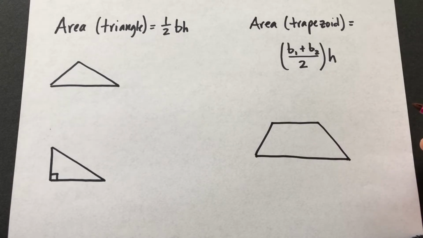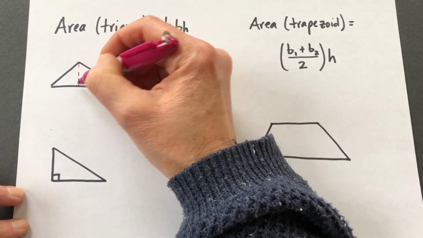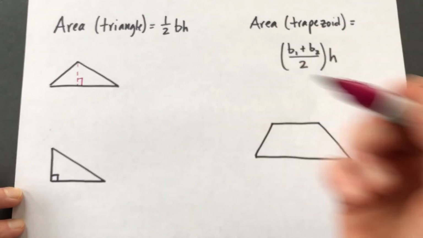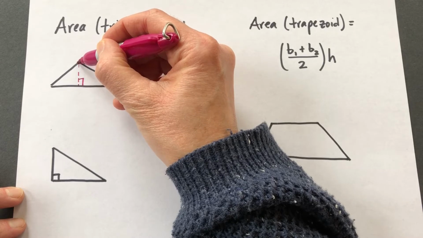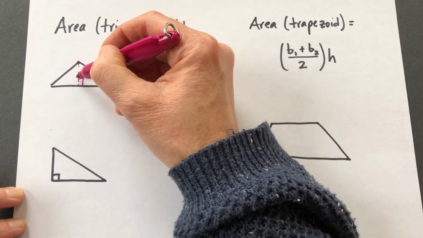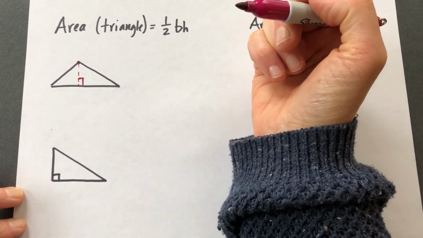So it's going to be the same formula we've used before, which is 1/2 times the base times the height. The thing you need to remember is the base and the height have to be perpendicular to each other. So if we don't have a right triangle, the height would go from one of the vertices across the triangle to the opposite base, and that would be your perpendicular distance.